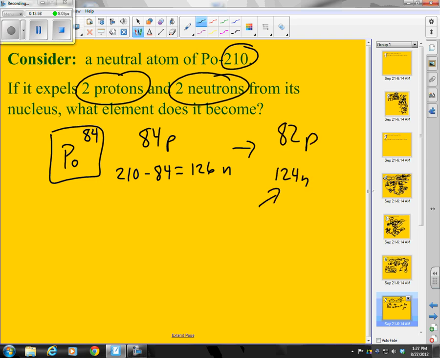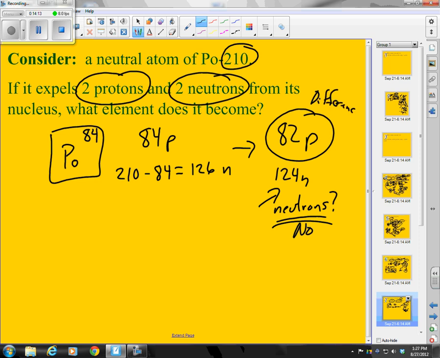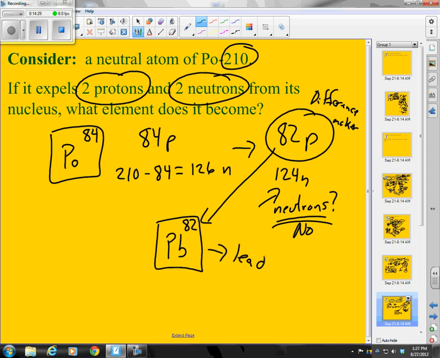Now, do I really care about the neutrons? No, not really, because the neutrons don't change my element. It's the protons that make the difference. This is the difference maker. Difference maker, right? Good. Now I have 82 protons. I look at my periodic table. I have an 82 up here. What do I see as 82? Pb. What is Pb? Lead. And so you should have all said that the element becomes lead.